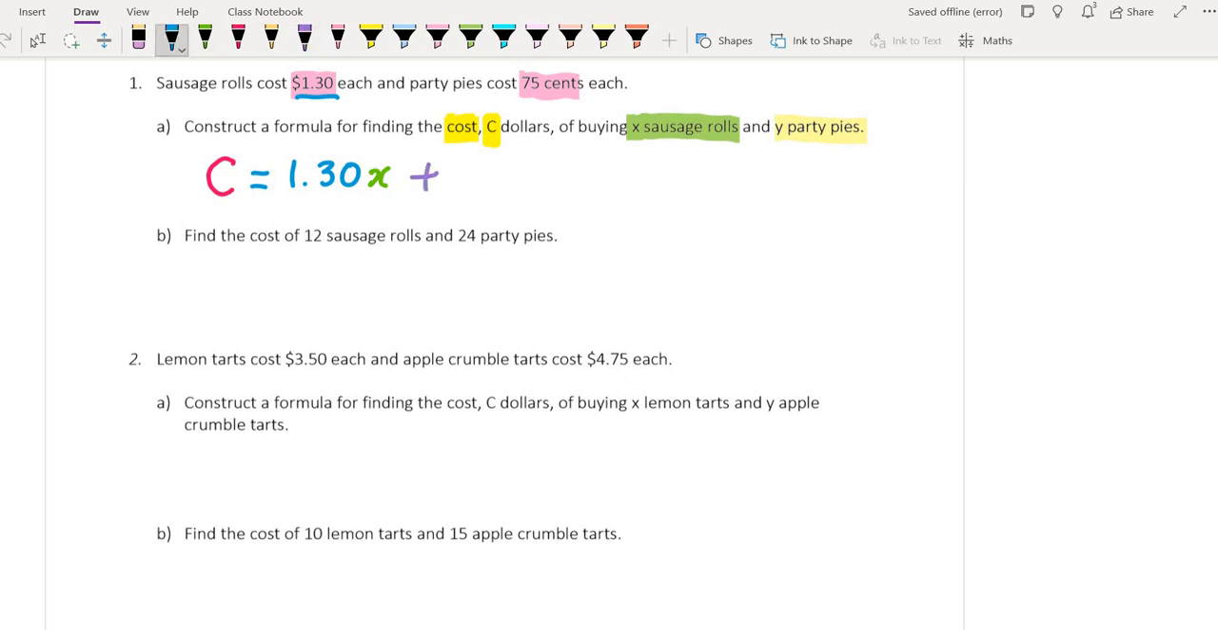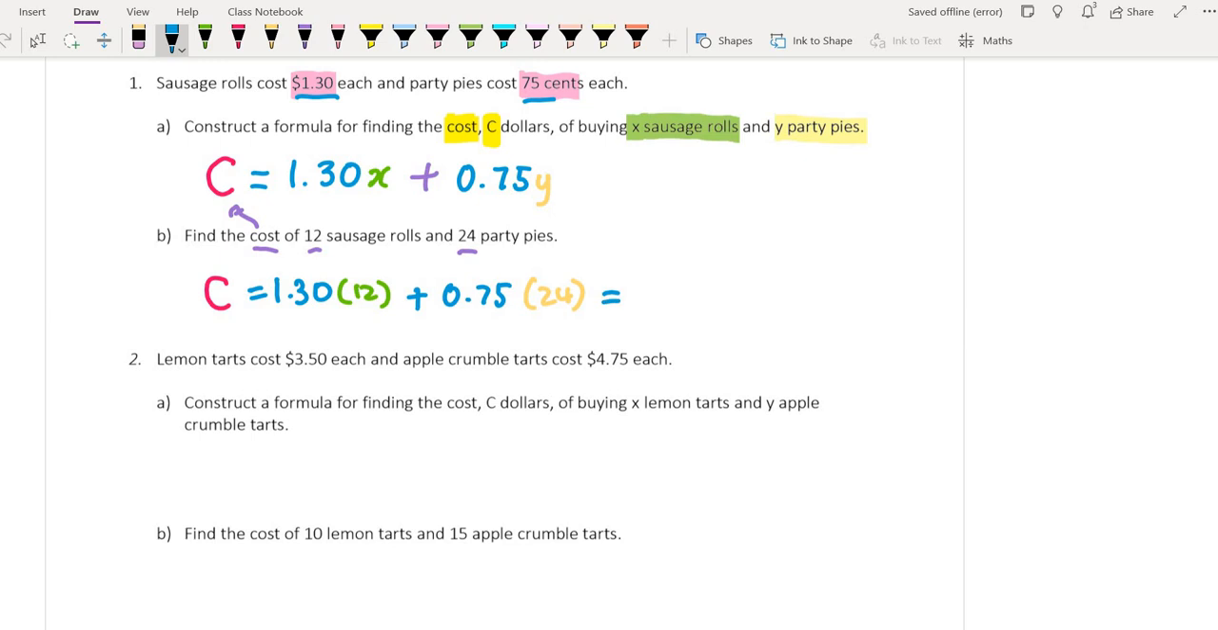we also have 75 cents for party pies. So 75 cents is 0.75, and party pies are represented with Y. So this will be the cost of sausage rolls and party pies. Now, the next question says find the actual cost now. So find C when we buy 12 sausage rolls and 24 party pies. So C is going to equal 1.30, but instead of X, we know it's 12 now. And then instead of Y, we know this has to be 24 now.